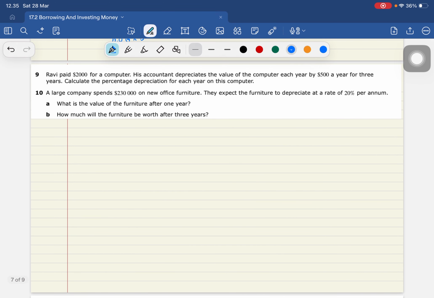Okay, here is number 9. Rafi paid 2,000 for the computer. His accountant depreciates the value of the computer by 500 each year for 3 years. Calculate the percentage each year on this computer. So for year 1, the first year, it decreases by 500, so 500 divided by 2,000 multiplied by 100. So the first year is 25%.